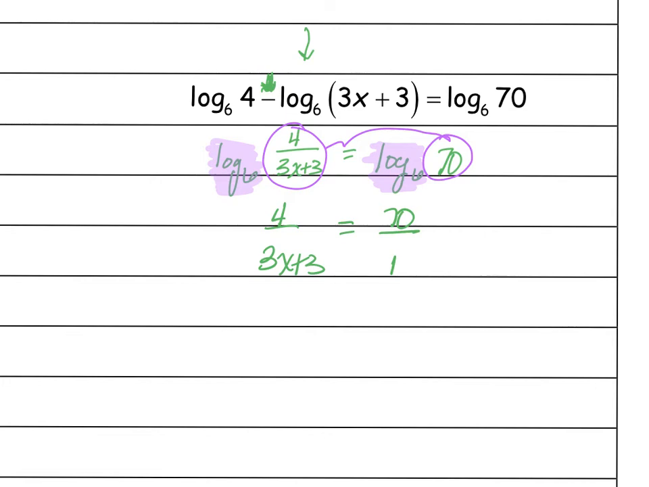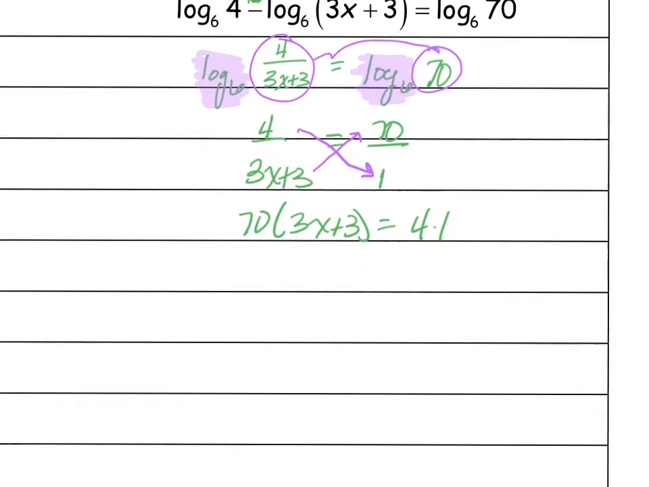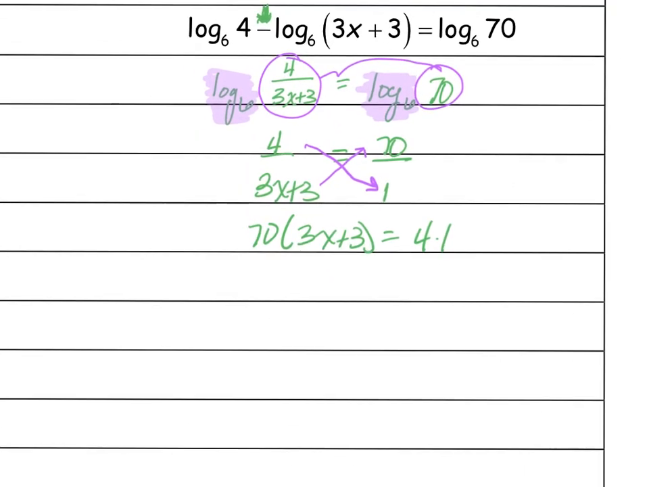How do I solve that? Well, I cross multiply, so I'm going to take that times that and this times that. So I get 70 times 3x plus 3 equals 4 times 1. Give myself a little bit of room and slide up here. So distribute. So 70 times 3x is 210x plus 210 equals 4. Okay, so we're pretty good so far.